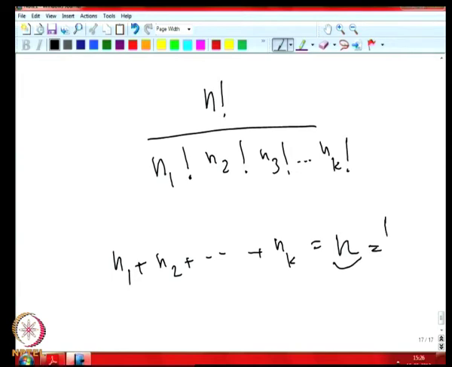Recall that n1 plus n2 plus up to nk is equal to n, because if you add up the repetition number of each of the types, then you will get the total number. This is essentially the cardinality of the multiset, right. So, we want to show that the total number of permutations you can make is this. How will you do this?